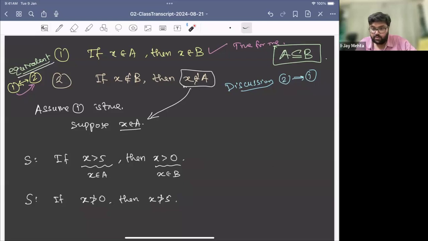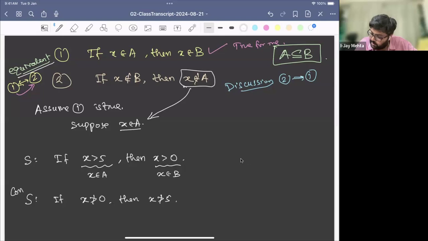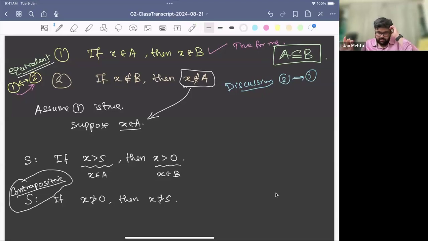Very good. So does anybody know what this statement is called? Yes, Pritika. The contrapositive of the first statement. Yes. So if I have the statement, the first statement is S, then this statement is called the contrapositive of S. Is it clear? Just the word contrapositive.